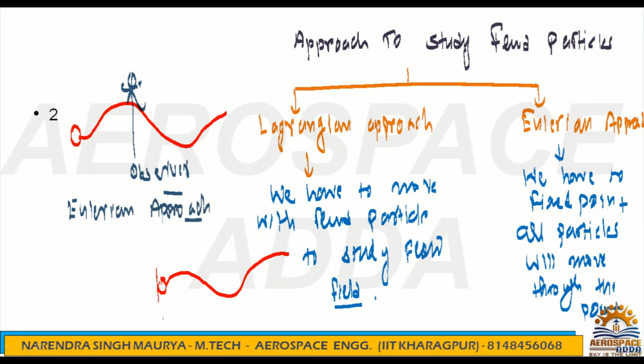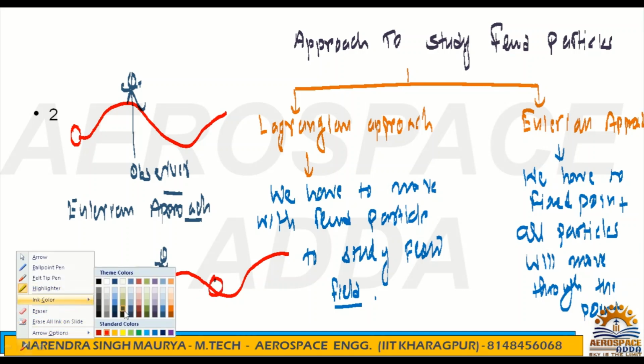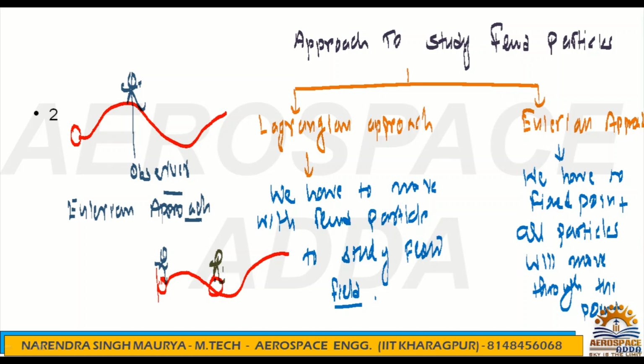What about this? Here the observer is sitting on the fluid particle and moves with it. Suppose the fluid particle reaches this point; because the observer is moving with the fluid particle, the observer reaches this point too. He is moving with the fluid particles, so that is called the Lagrangian approach. It's very important to identify both approaches.